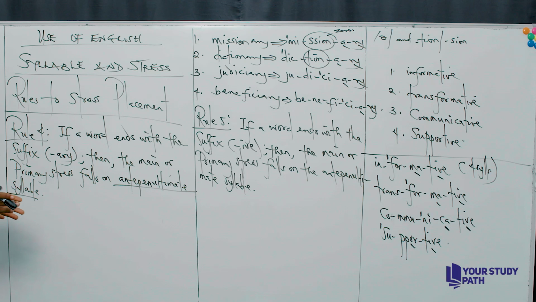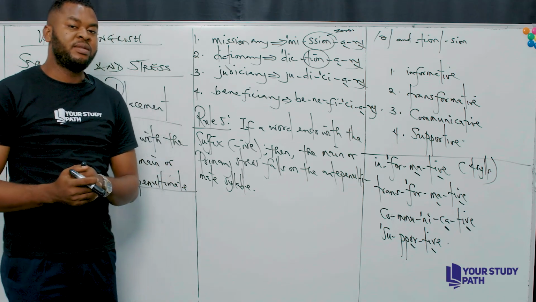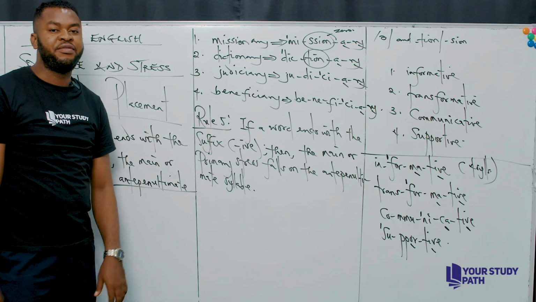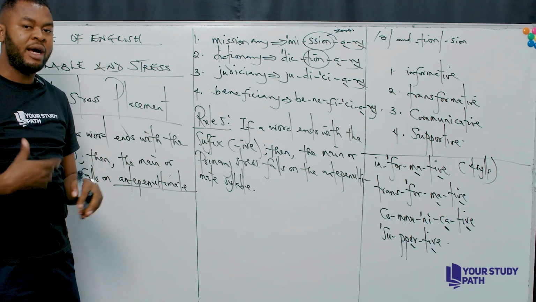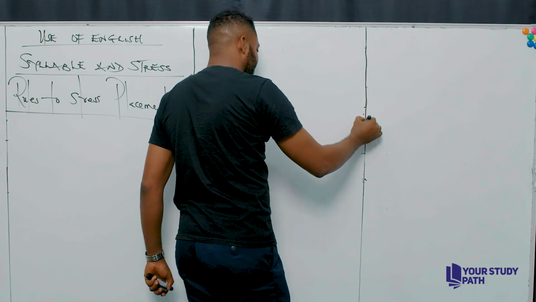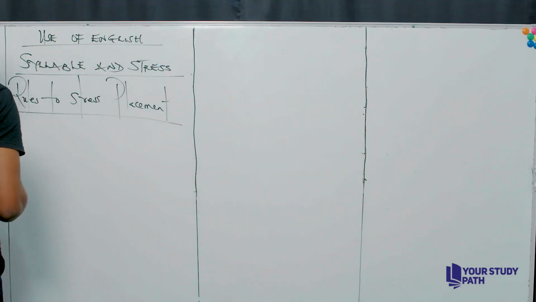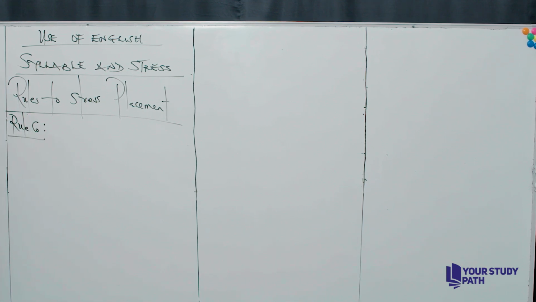So look at what I've written on the board so far. This is to guide you on how to identify stress placements. I've looked at just two important rules, rule four and rule five. Are we good? Now let's take rule six and more of that. All right, so we have rule six.